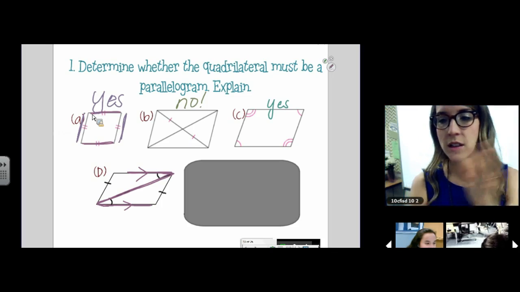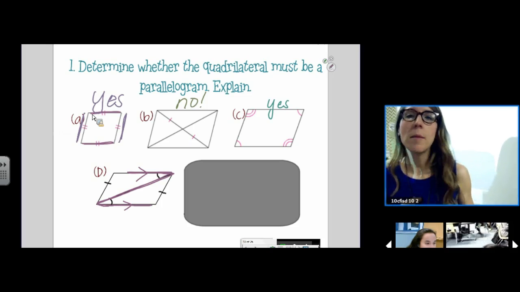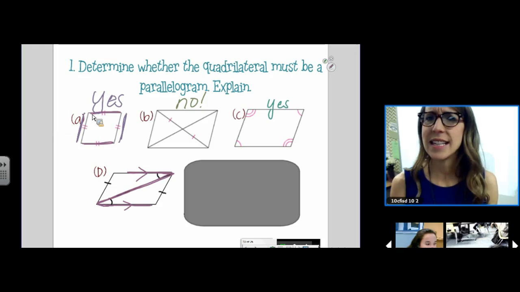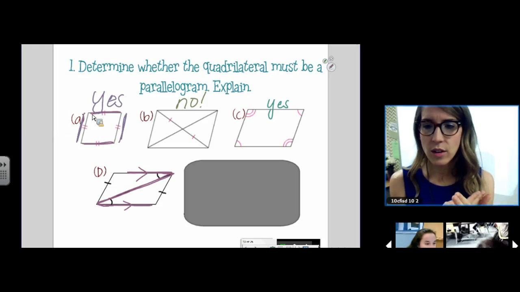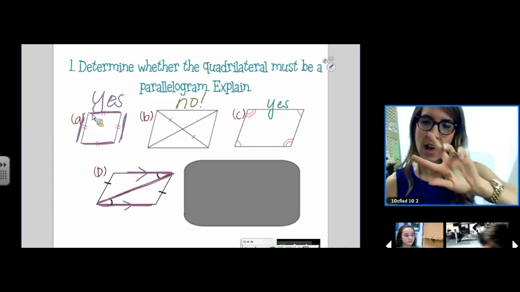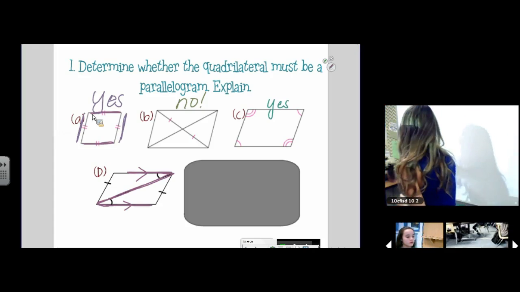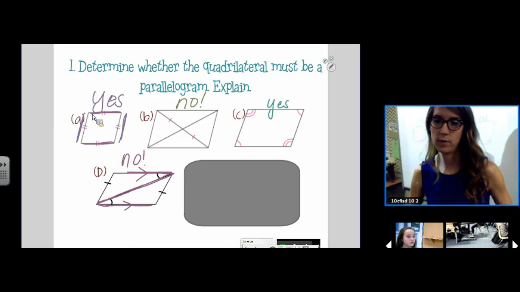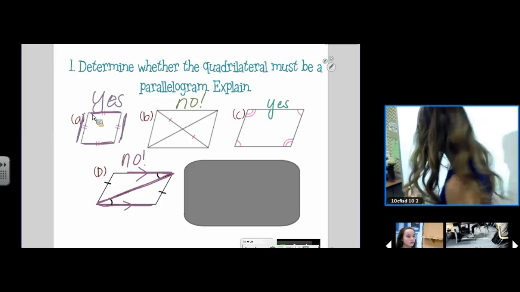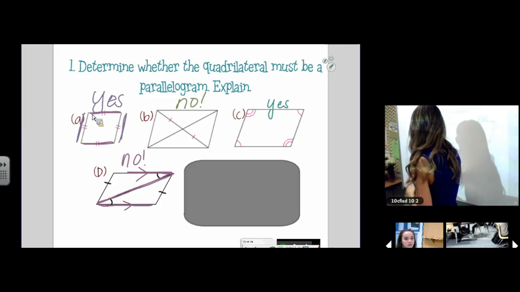Now, the last thing on the checklist says there can be one pair of opposite sides that are both parallel and congruent. Is there a pair of opposite sides that are both parallel and congruent? No. One pair is parallel, one pair is congruent. This one is no. Let me show you one more way you could tackle this, okay? And I love this way because students are pretty good at this way.